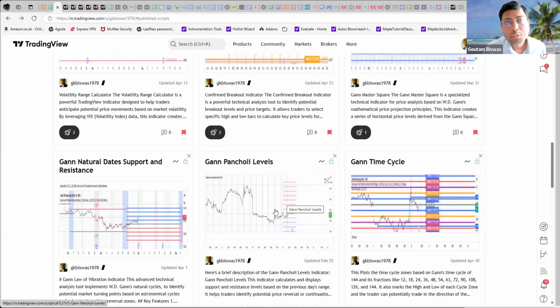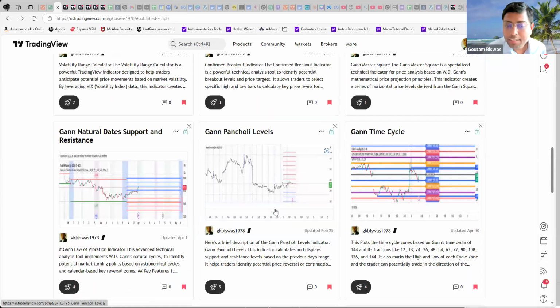Gann Pancholi levels is, again, for advanced day traders. This is based on Andrew Pancholi's system, who built on the Gann system again, and he modified it specifically for day traders. Now, this setup has not given a single negative month of return on Nifty for the last 20 years. Just imagine that, not a single negative month in the last 20 years. It is that powerful. So this is a phenomenal strategy, especially for those very active day traders.